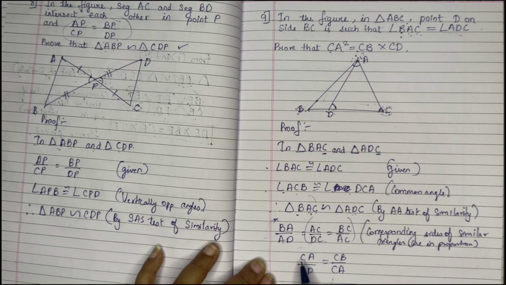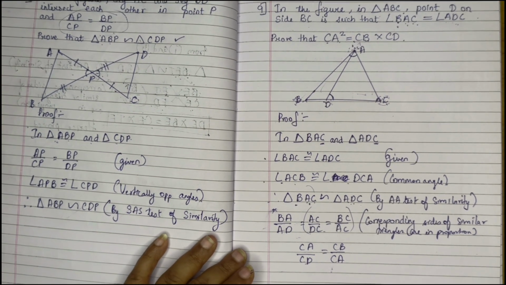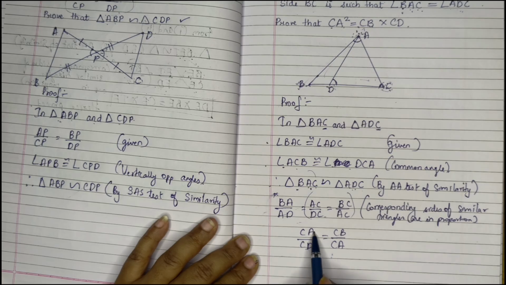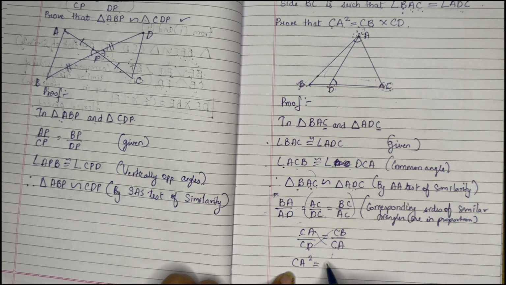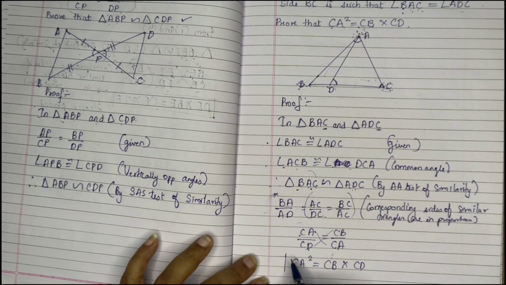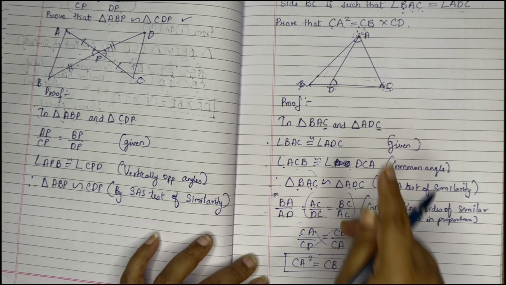Now after writing it in order, what we will do is cross multiply. This is CA and this is CA. So CA multiplied by CA will be CA square. So you get CA square is equal to CB multiplied by CD. This is what we wanted to prove.